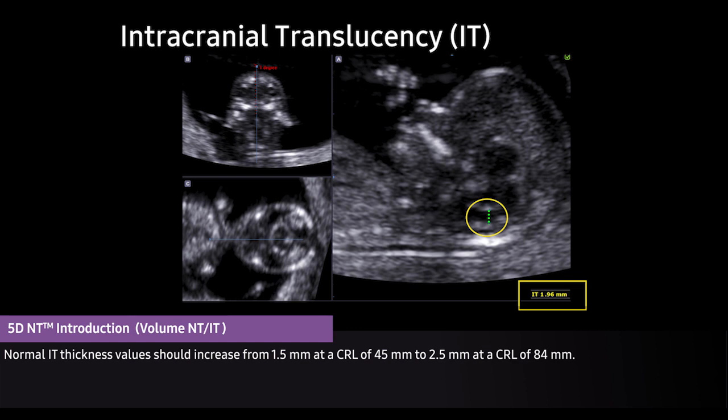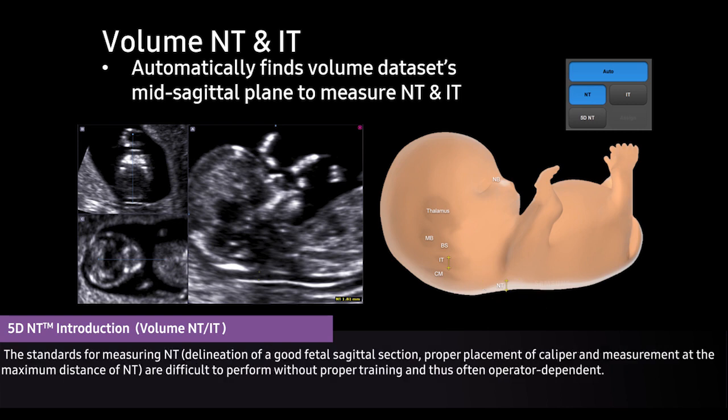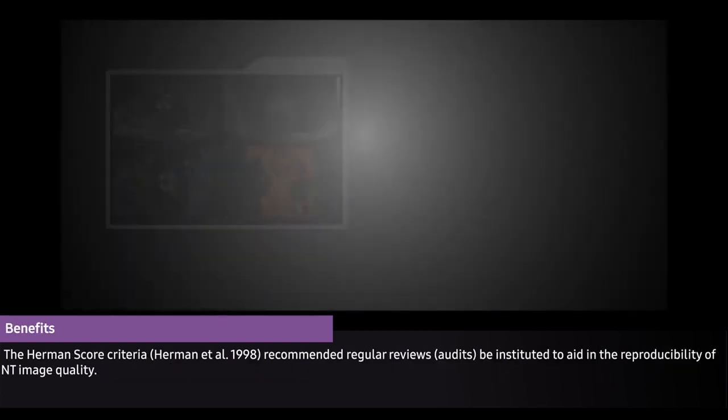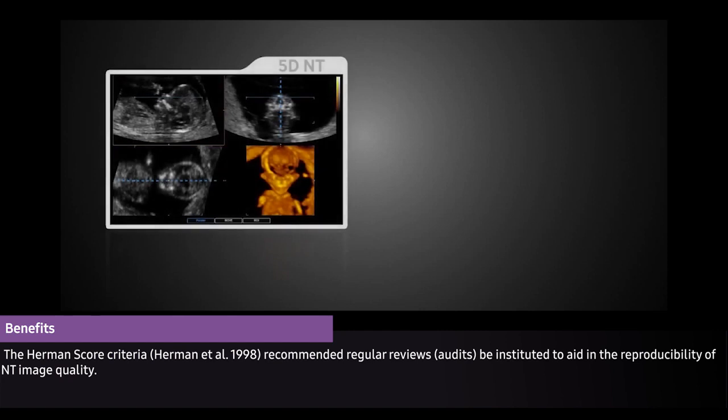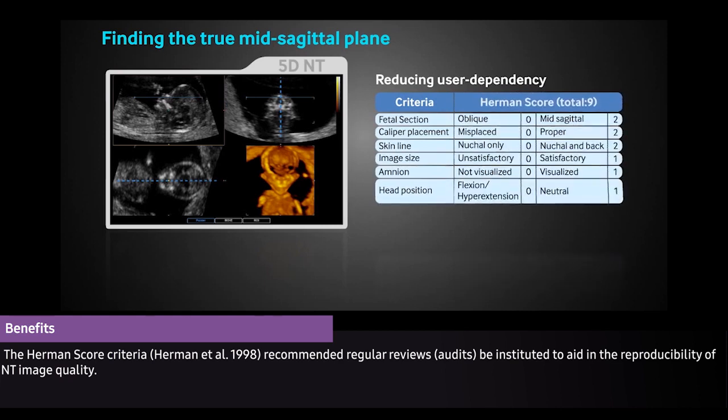CRL of 84 mm. The first trimester nuchal translucency NT measurement is a part of an established screening program that demands accurate measurement on a well-defined and reproducible image. The standards for measuring NT, delineation of a good fetal sagittal section, proper placement of caliper, and measurement at the maximum distance of NT are difficult to perform without proper training and thus often operator dependent. The Herman score criteria recommended regular reviews audits be instituted to aid in the reproducibility of NT image quality.